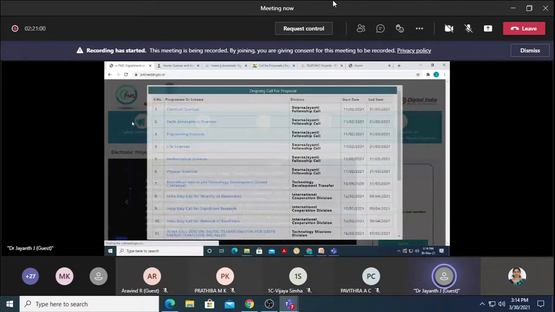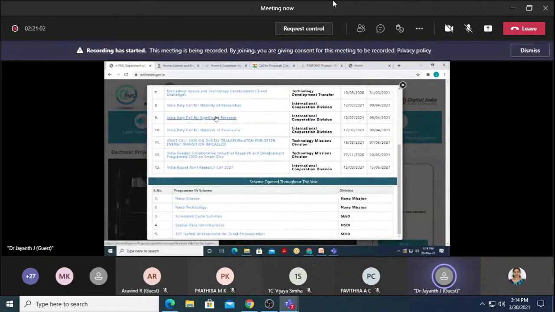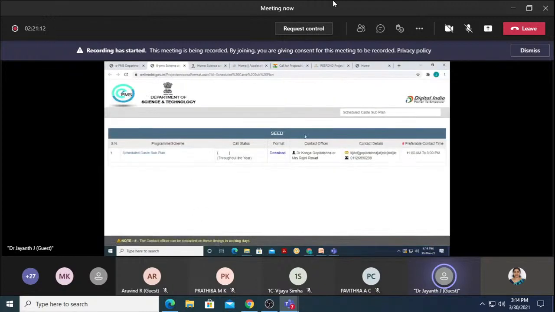So you can check here what the running projects are. Here you'll have schemes opened throughout the year. So you need to check what the schemes opened throughout the year are. Click on this blue button, and you will get to know what the format is. So if it is active throughout the year, you can download the format and try to fulfill the format they have asked for, or fill it.